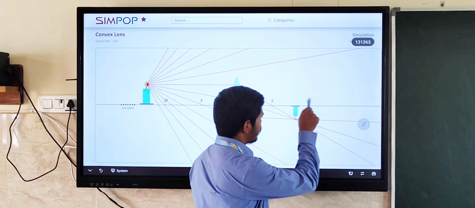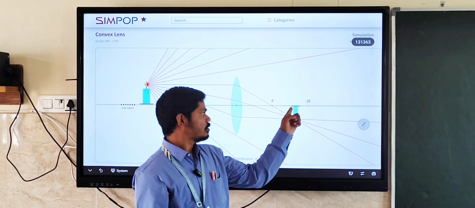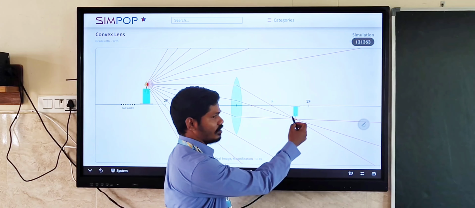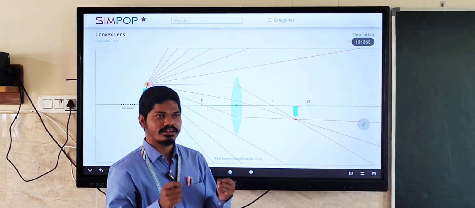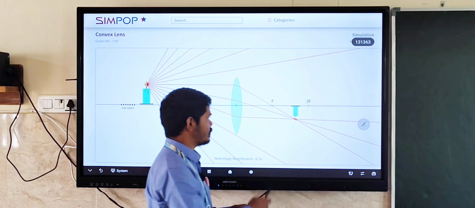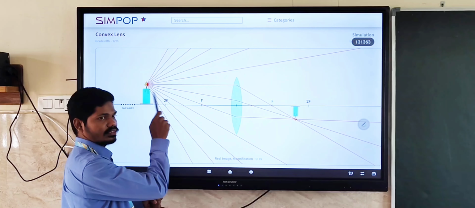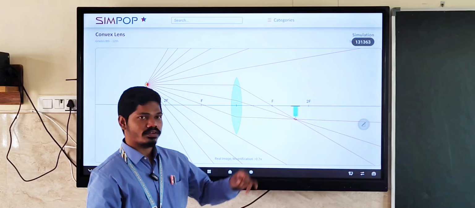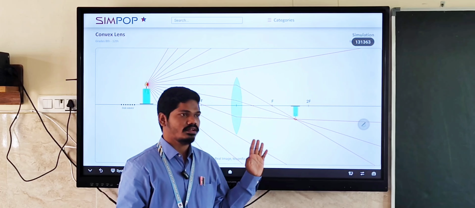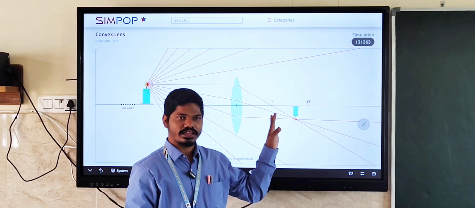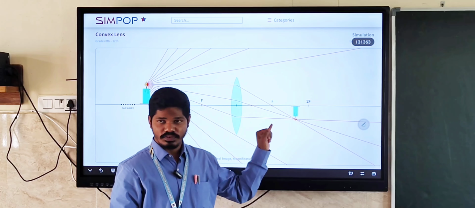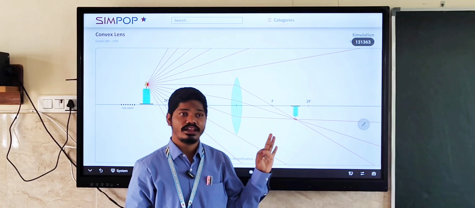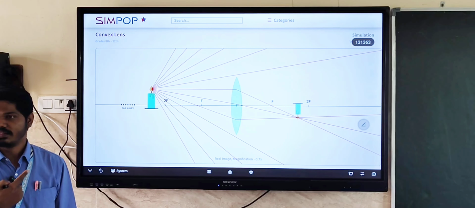And also we can find out the nature of the image. Here, this image we are getting below the principal axis. So, which image is it? Real or virtual? A real image. Secondly, what is the size of the image compared to this object? Is it magnified or diminished? Diminished. One more thing: is it erect or inverted? It is an inverted image and a diminished image as well as a real image.